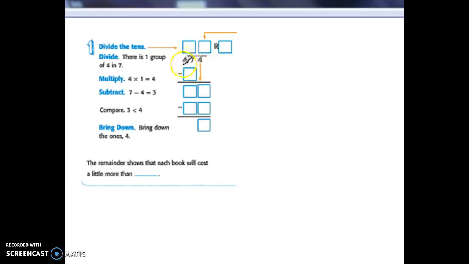divided by 4. Our first step is to look at the tens. So, how many 4s are there in 7? Well, I know that 4 times 1 is 4. I know that 4 times 2 is 8. Well, 8 is too many. 4 is just about right. So 1 times 4 is 4. And then we do our subtraction. 7 minus 4 is 3. We're done with the tens. We can bring down our 4.